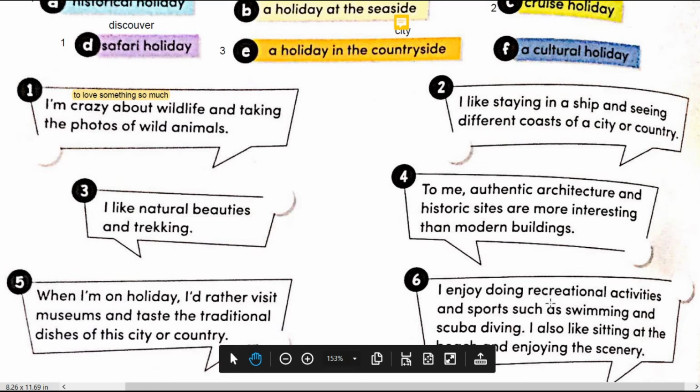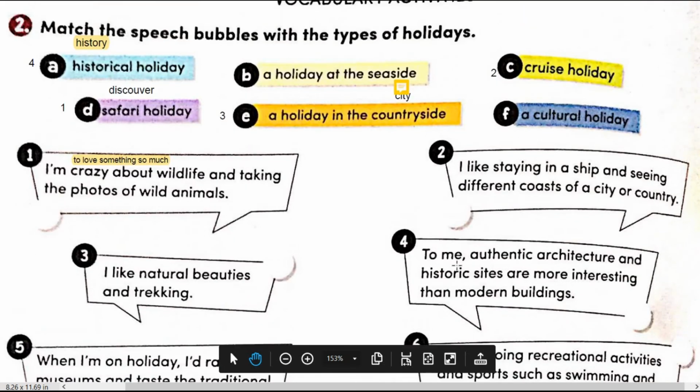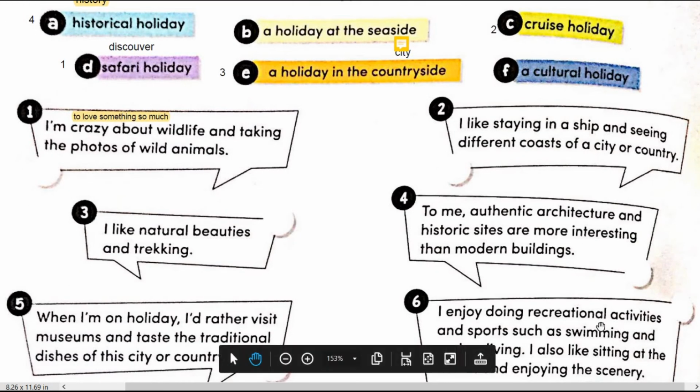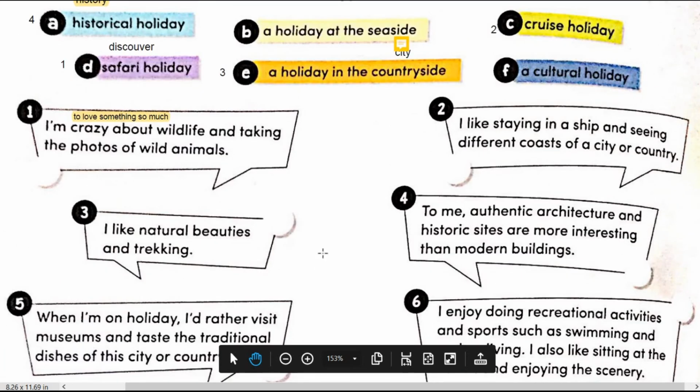Then last one, six: I enjoy doing recreational activities and sports such as swimming and scuba diving. I also like sitting at the beach and enjoying the scenery. Scenery means a beautiful place, a beautiful thing to see. So last one would actually be seaside, a holiday at the seaside, swimming, sitting, and the word is the beach. That's it for today's activity.